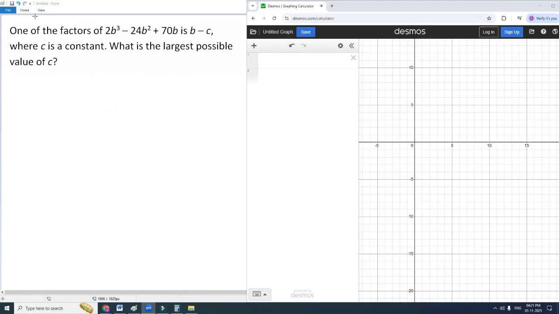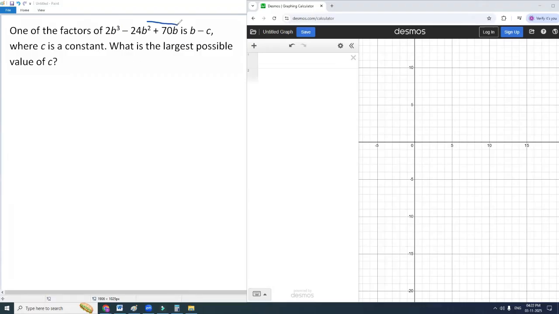Here we have the next problem. One of the factors of 2b cubed minus 24b squared plus 70b is b minus c, where c is a constant. What is the largest possible value of c? Now to solve this problem with Desmos, let's replace b by x in both of the given expressions.